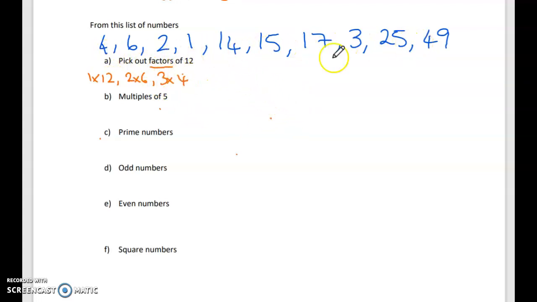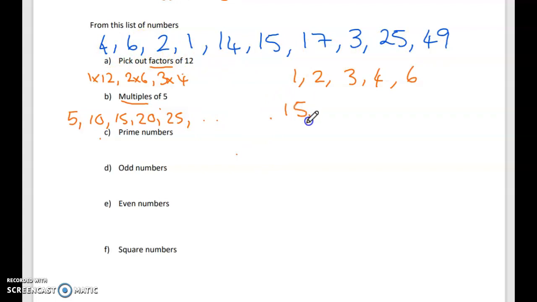So from my list, I can have 1. 1 is in my list, it's a factor. 2 is also there. 3 is also there, and 4, and 6, but not 12. 12 isn't in my list, but 12 is a factor. Multiples are the times tables. So let's write the times tables of 5. We've got 5, 10, 15, 20, 25, 30, and so on. Looking at my list here, 15 is a multiple of 5, and so is 25.